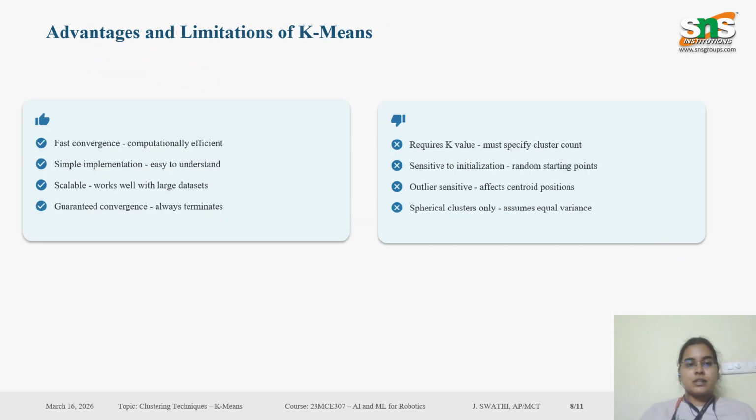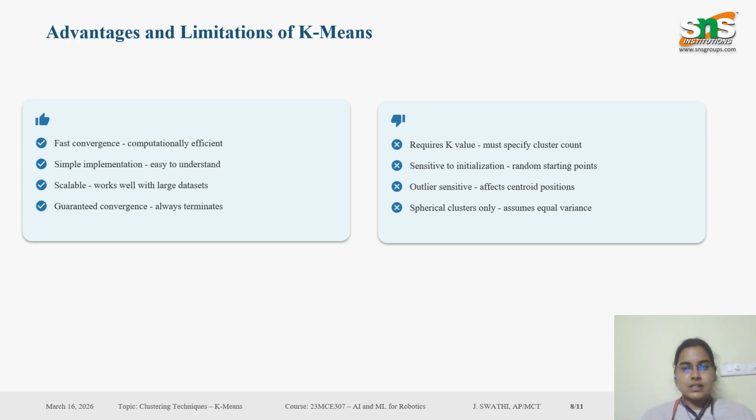The advantages are fast convergence, simple implementation, scalability, and guaranteed convergence. Coming to the limitations, it requires the value of k, is sensitive to initialization, is sensitive to outliers, and works only for spherical clusters. We cannot go for non-linear methods.